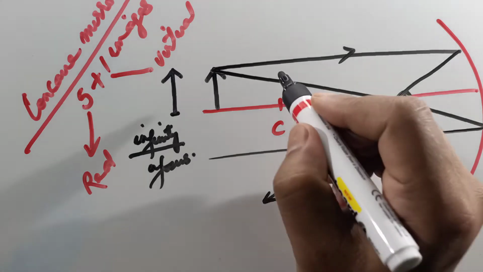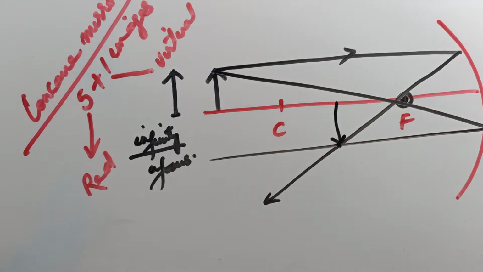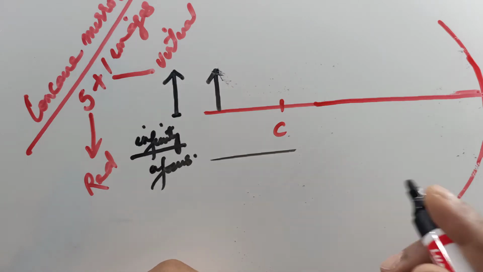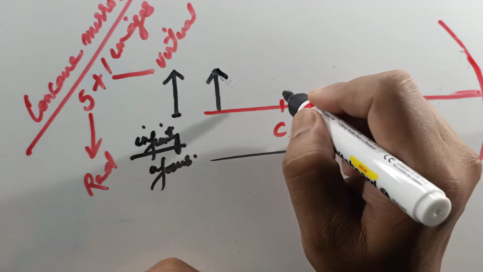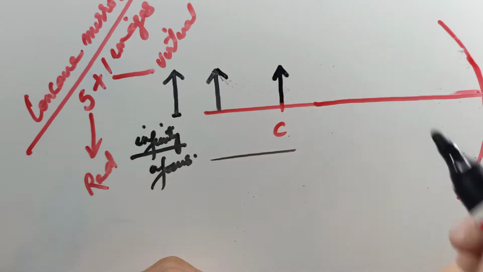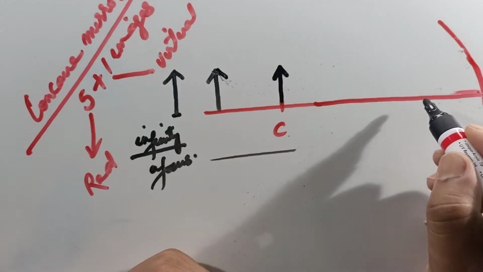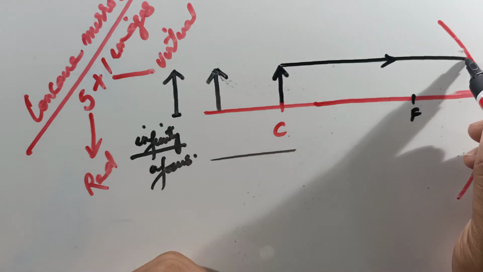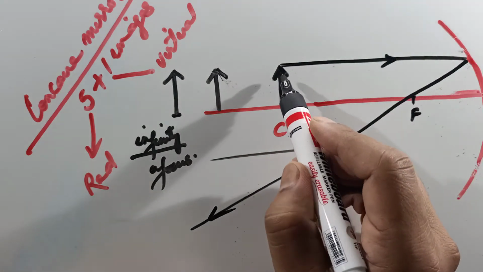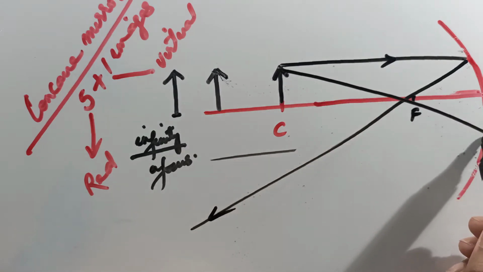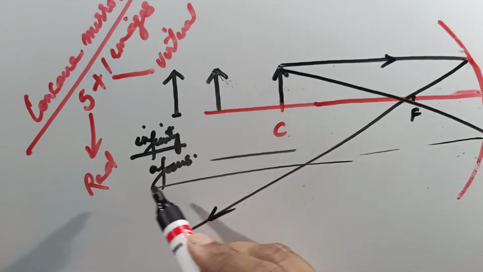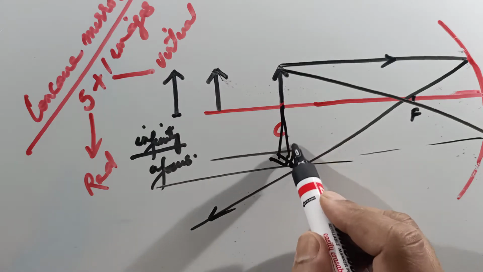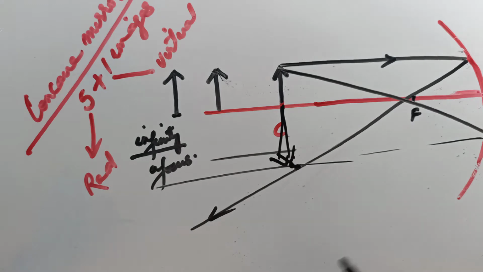This was one. Then from behind C we moved on to C, right? If the object is kept at C, this is F, the ray of light travels parallel and passes through the focus. Once again, the image is supposed to be formed at C.